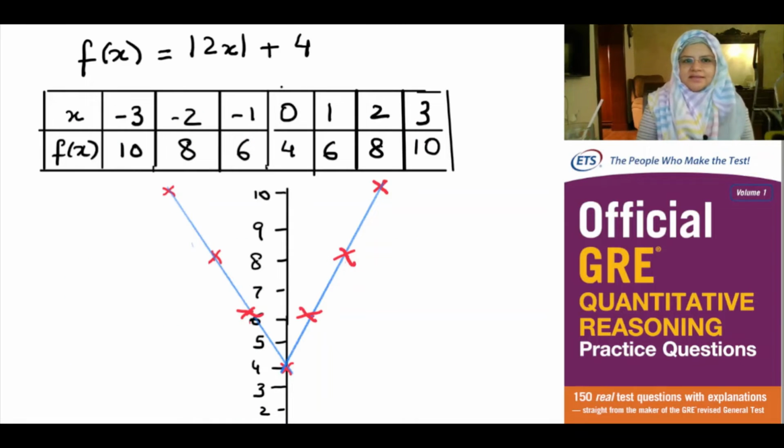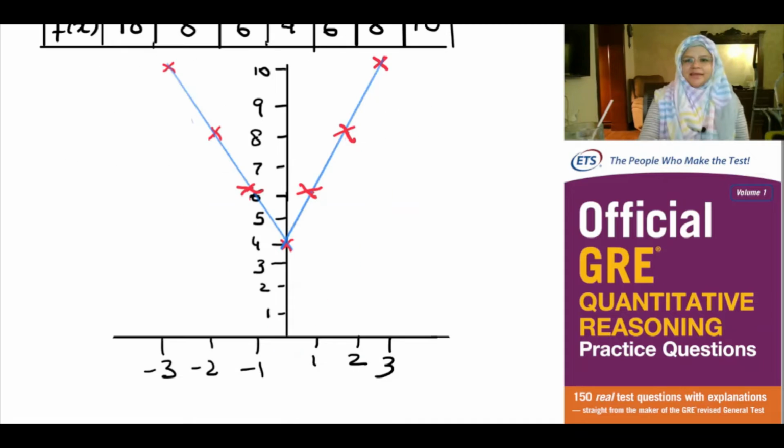If we take x = -3, then f(x) = |2x| + 4. 2 times -3 is equal to -6. If we take the mod of that, we get 6. 6 plus 4 is equal to 10. Similarly, for different values of x, we can calculate f(x). The graph of f(x) looks like this.